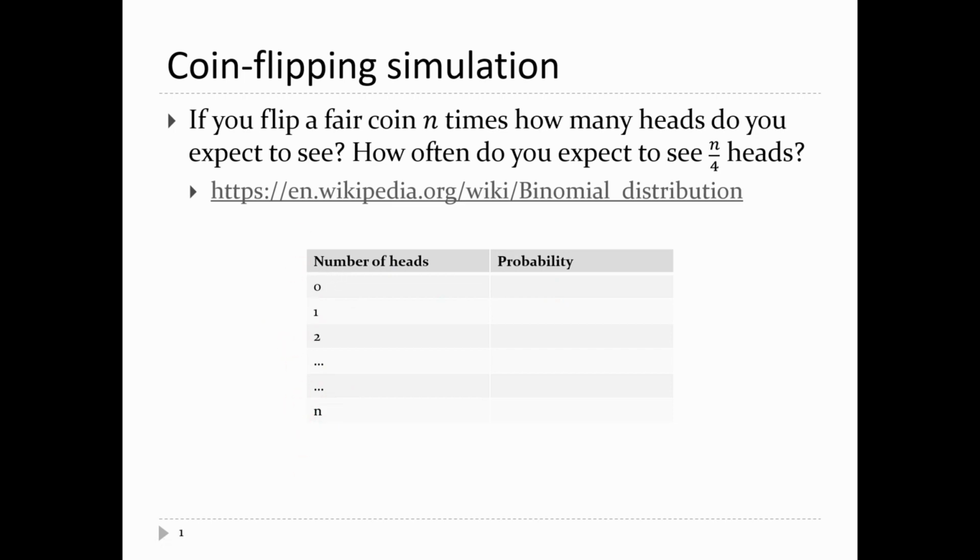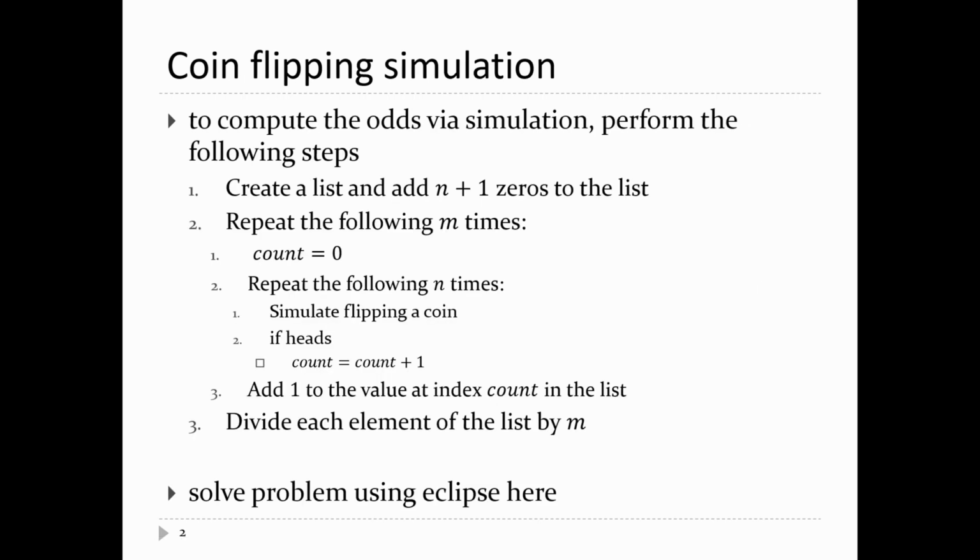you can make a list that has n plus 1 elements in it, set them all to 0, simulate flipping a coin a whole bunch of times, and then count the number of times you see 0 heads, 1 head, 2 heads, and so on. Again, if you've taken some statistics already, you know this is the binomial distribution. So there's the description of the algorithm that you might use to simulate flipping a coin n times and computing the probabilities that you would see 0, 1, 2, 3, 4 up to n heads. It's almost exactly the same thing.